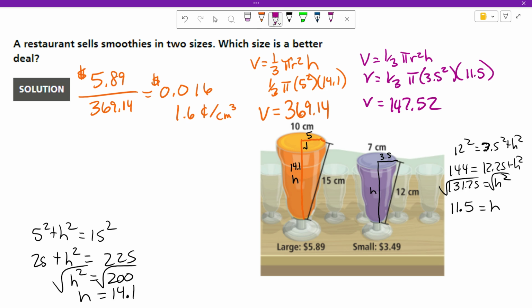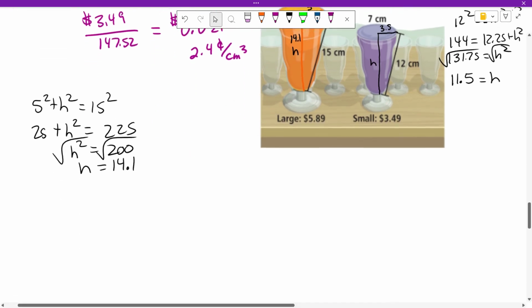Okay, now let's do the purple one. $3.49 divided by 147.52. How many cents per cubic centimeter is that? 0.024. So it's 2.4 cents per cubic centimeter, right? Okay. So the orange one, the big size, is the better deal by a little bit.